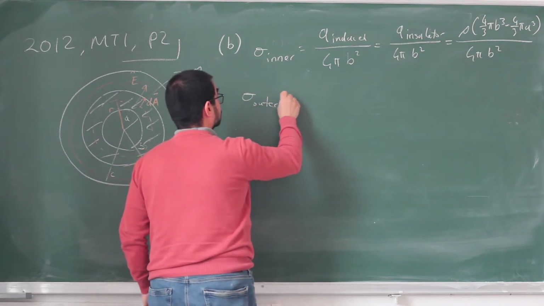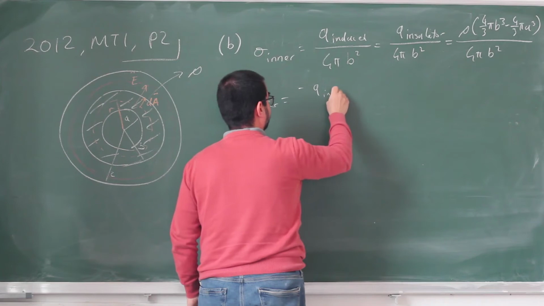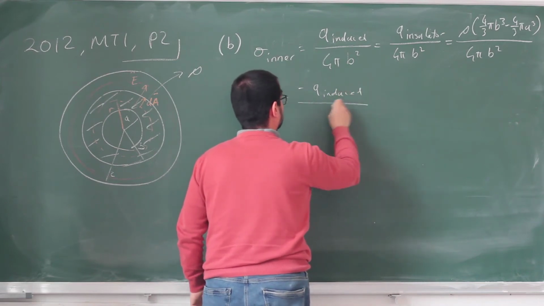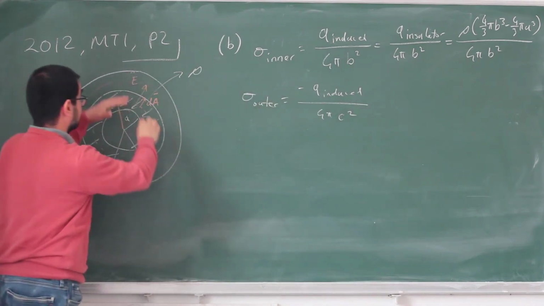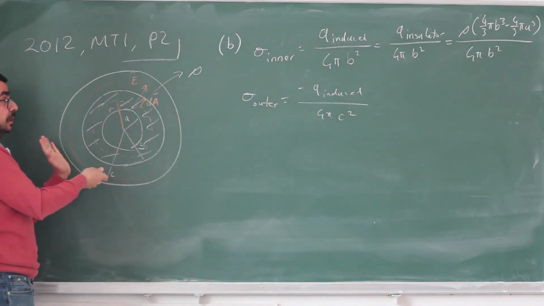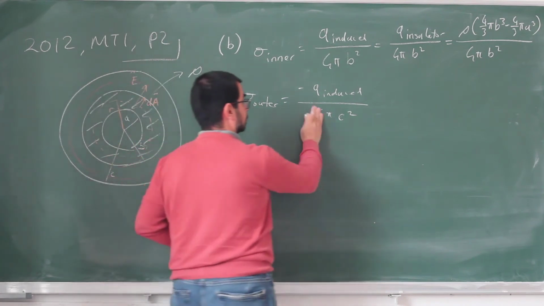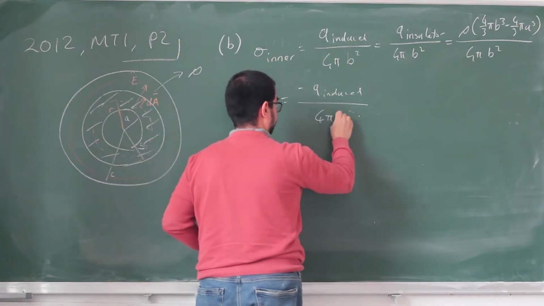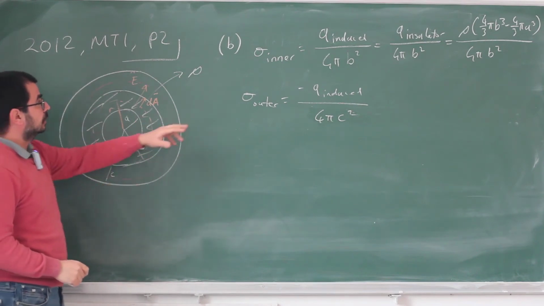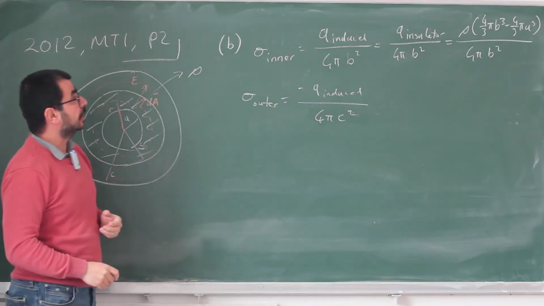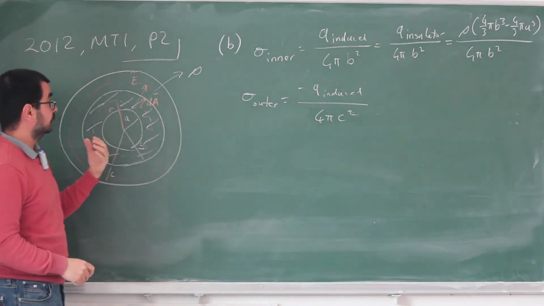So sigma outer is going to be minus Q induced divided by 4 pi c squared. Now this charge is going to get distributed on the outer surface, which has a surface area of 4 pi c squared. Okay, and you proceed in exactly the same way. This Q induced is rho times blah, blah, blah. It's going to have a negative sign though, right?